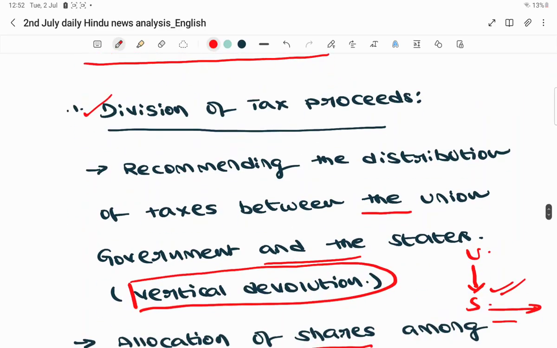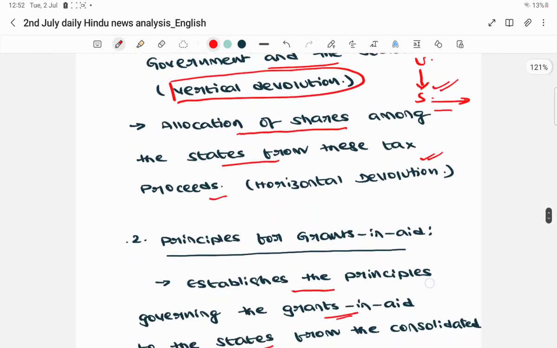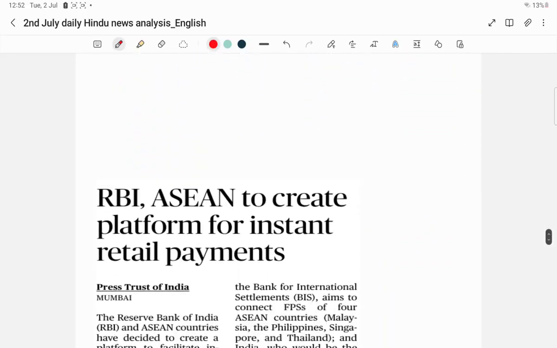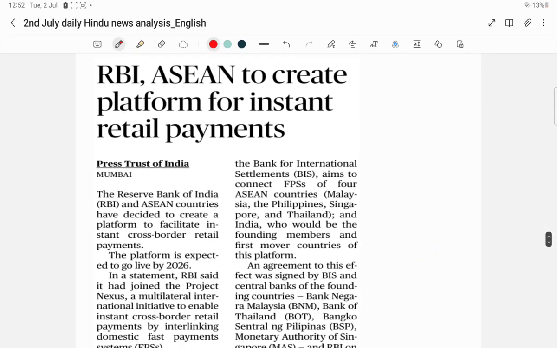Yes, clear, right? That's it, friends. Let us go to the next article. So these are some of the important articles. Let us go to the next article.